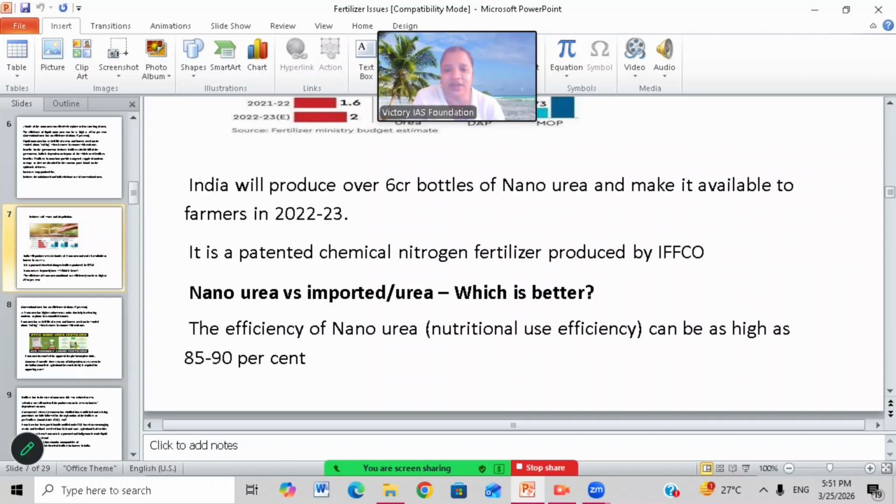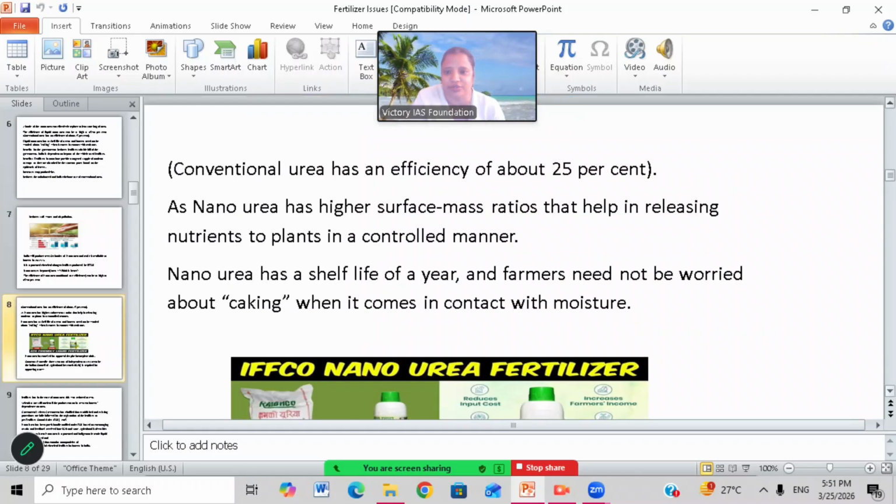Okay, nano urea versus imported urea, which is better? The efficiency of nano urea can be as high as 85 to 90%, while conventional urea has an efficiency of only 25%. That's why nano urea is 100% better compared to imported urea. Nano urea has a higher surface to mass ratio that helps in releasing nutrients to plants in a controlled manner, so it can easily penetrate into the leaves and the land. That's why it can give good results compared to conventional urea.